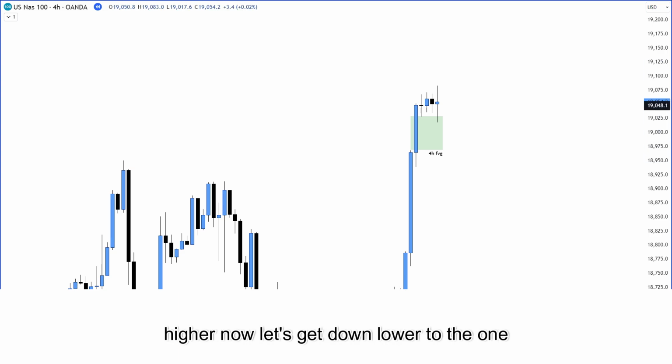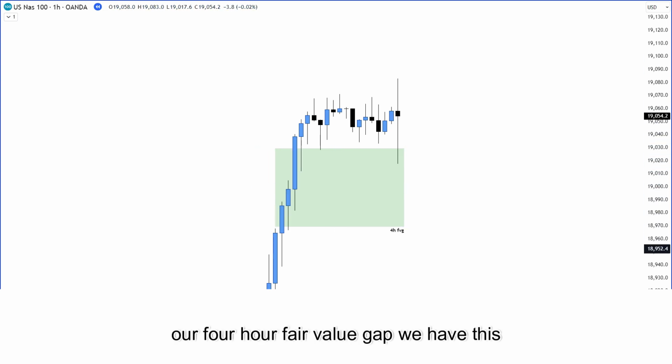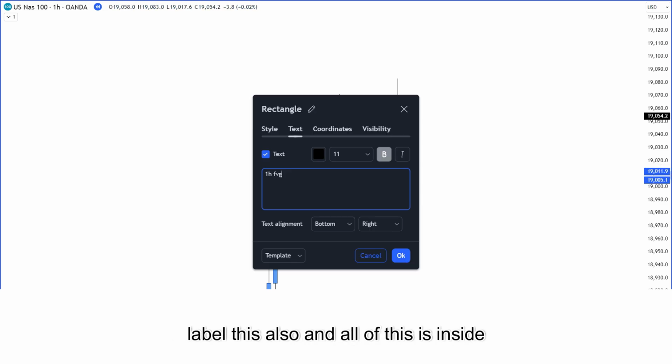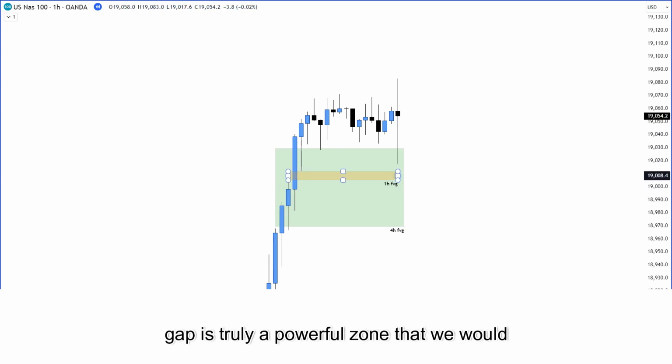Now let's get down lower to the 1 hour to see more price action. And now on the 1 hour, what we can notice inside of our 4-hour fair value gap, we have this 1 hour fair value gap. We're just gonna label this also, and all of this is inside of the 4-hour fair value gap. So this zone right here, this 1 hour fair value gap, is truly a powerful zone that we would like to see price pull back into.